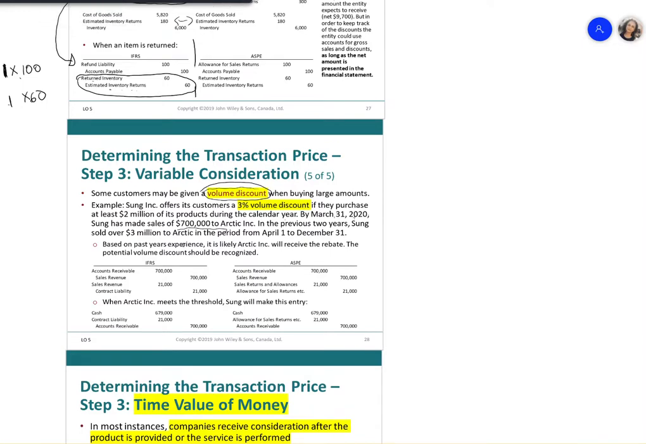In the previous 2 years, Sung sold 3 million to Arctech in the period from April 1st to December 31st. So we know that they are our good customers. If they are our good customers, we have to provide them the volume discount. How we recognize the volume discount is different under both ASPE and IFRS.